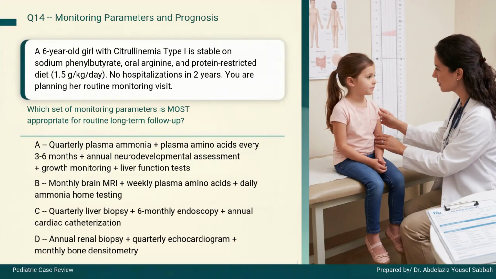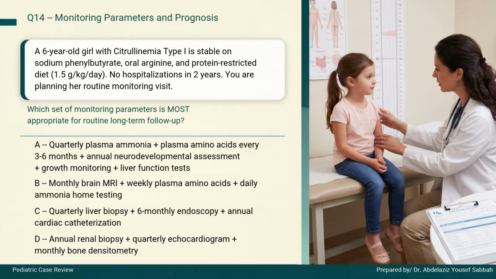Case 14. A 6-year-old girl with citrullinemia type 1 is stable on sodium phenylbutyrate, oral arginine, and a protein-restricted diet at 1.5 grams per kilogram per day. She has had no hospitalizations in 2 years, and you are planning her routine monitoring visit. Which set of monitoring parameters is most appropriate for routine long-term follow-up?